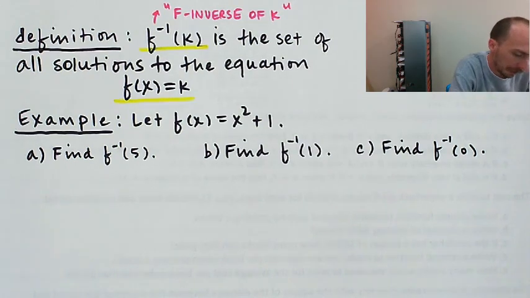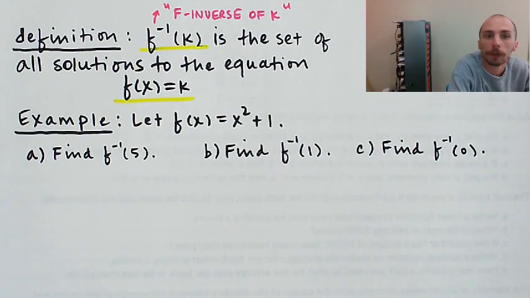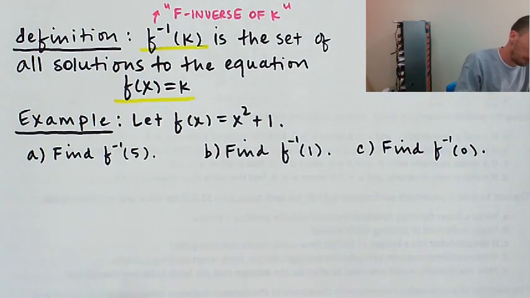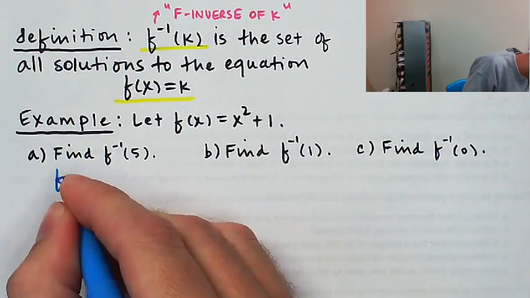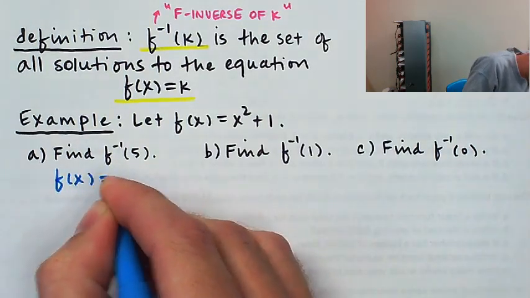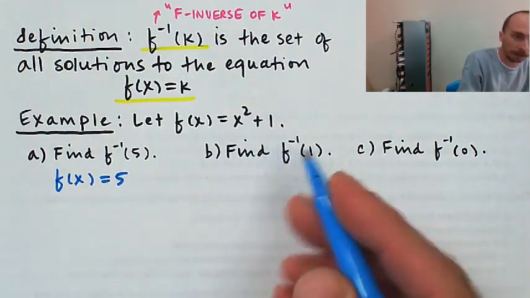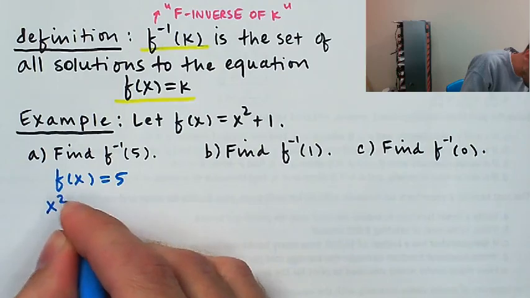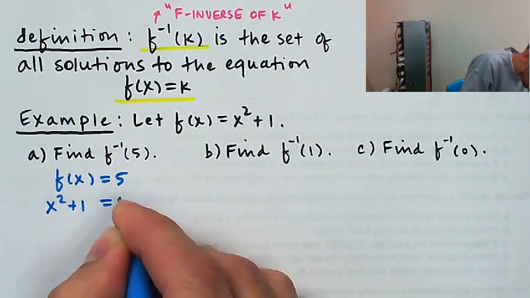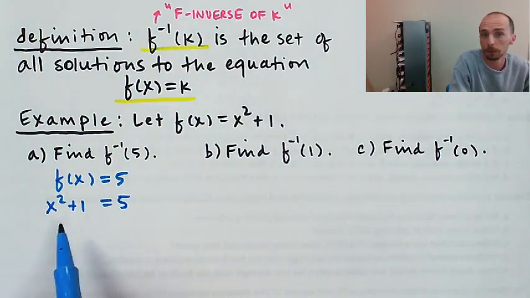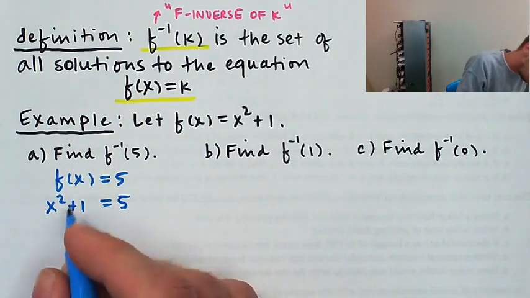So we're going to let f of x be x squared plus 1, and we're going to find f inverse at a few different y values. With the first one, I'll do this one for you: find f inverse of 5. We're going to set f of x equal to 5, and we've got a formula for f of x that's x squared plus 1. And we can solve for x, right? Because it's the set of all solutions to the equation, and solutions would be x values here.